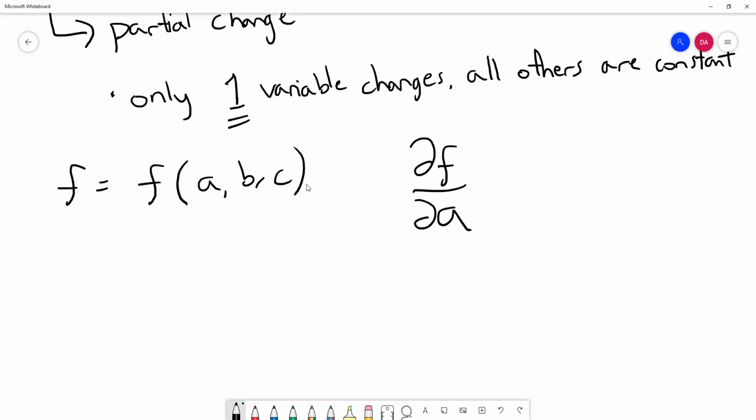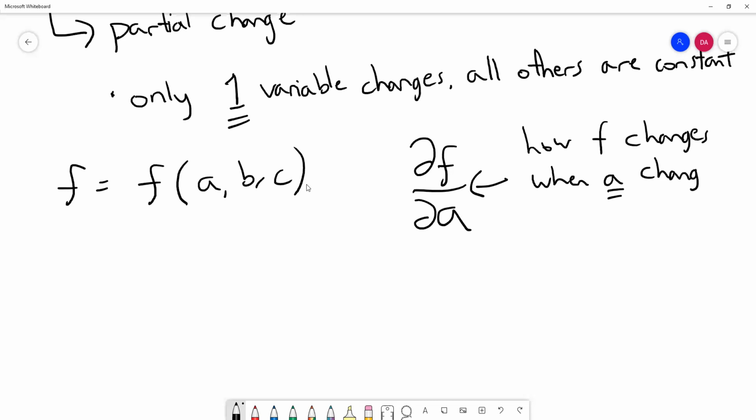In this case, dou f over dou a tells me how f changes when only a changes and b and c are constant. B and c are constants. Okay, so this change looks at only a partial change.